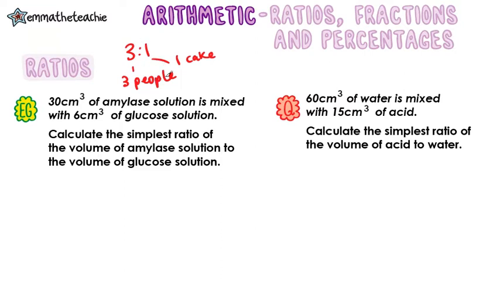All right, let's see how we can write and simplify ratios. So here's our example. 30 centimeters cubed of amylase solution is mixed with 6 centimeters cubed of glucose solution. Calculate the simplest ratio of the volume of amylase solution to the volume of glucose solution. And the wording in that question is important.